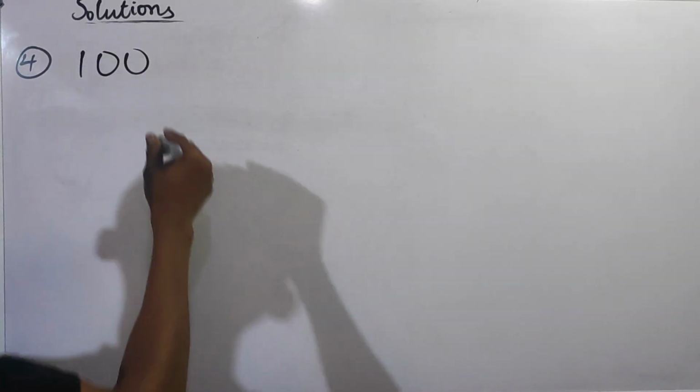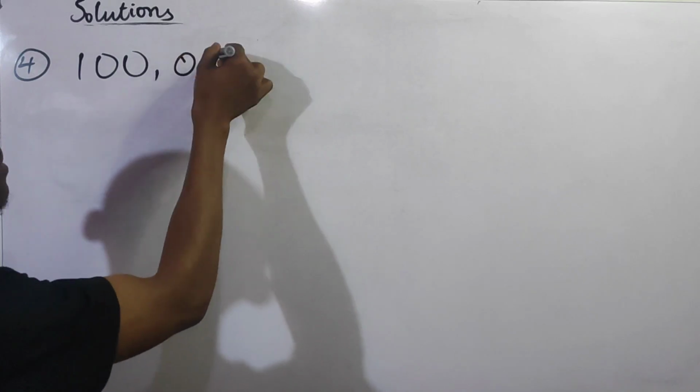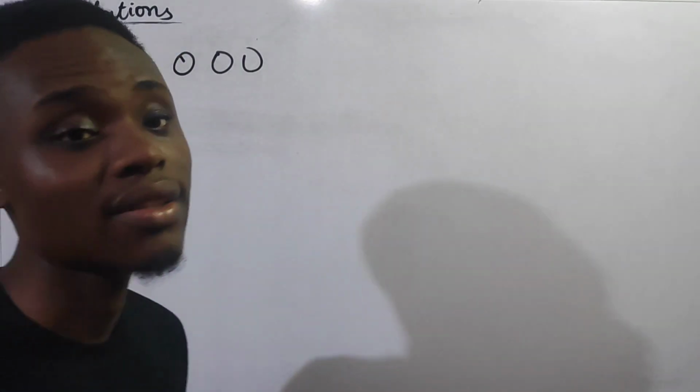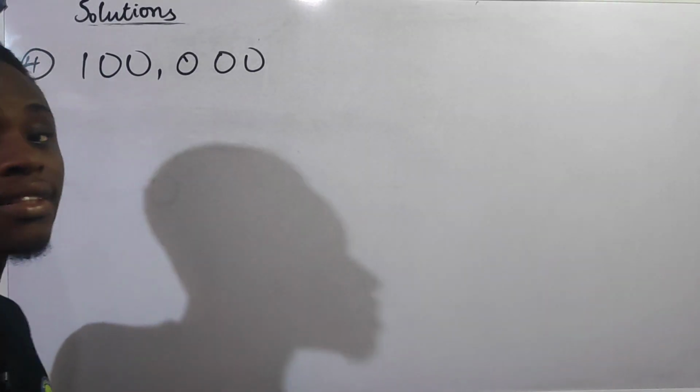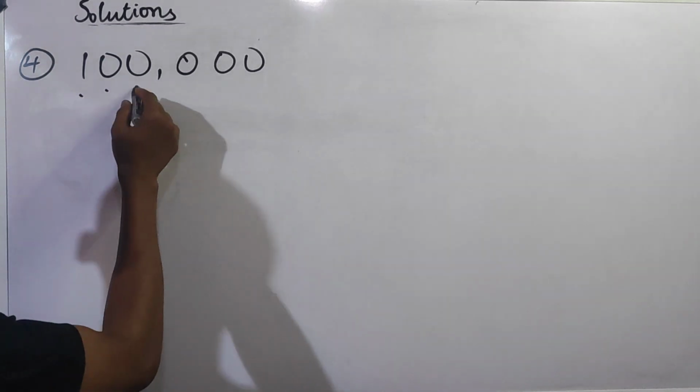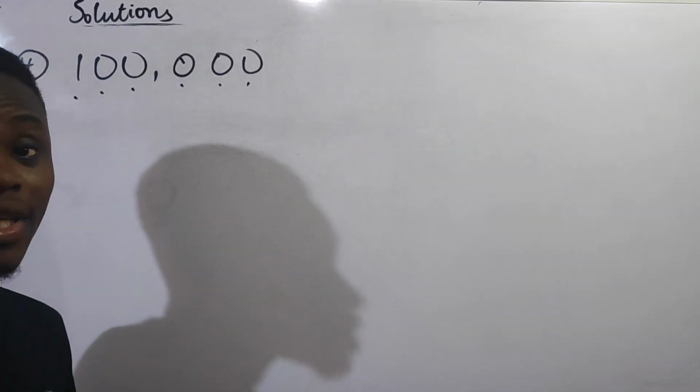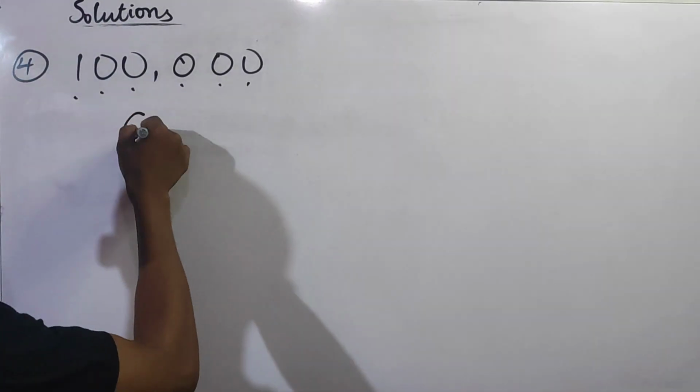Number 4. How many digits are in 100,000? That's 100, a comma, and 3 zeros to represent 1,000. Now, how many digits are there? Let's count. 1, 2, 3, 4, 5, 6. So there are 6 digits.